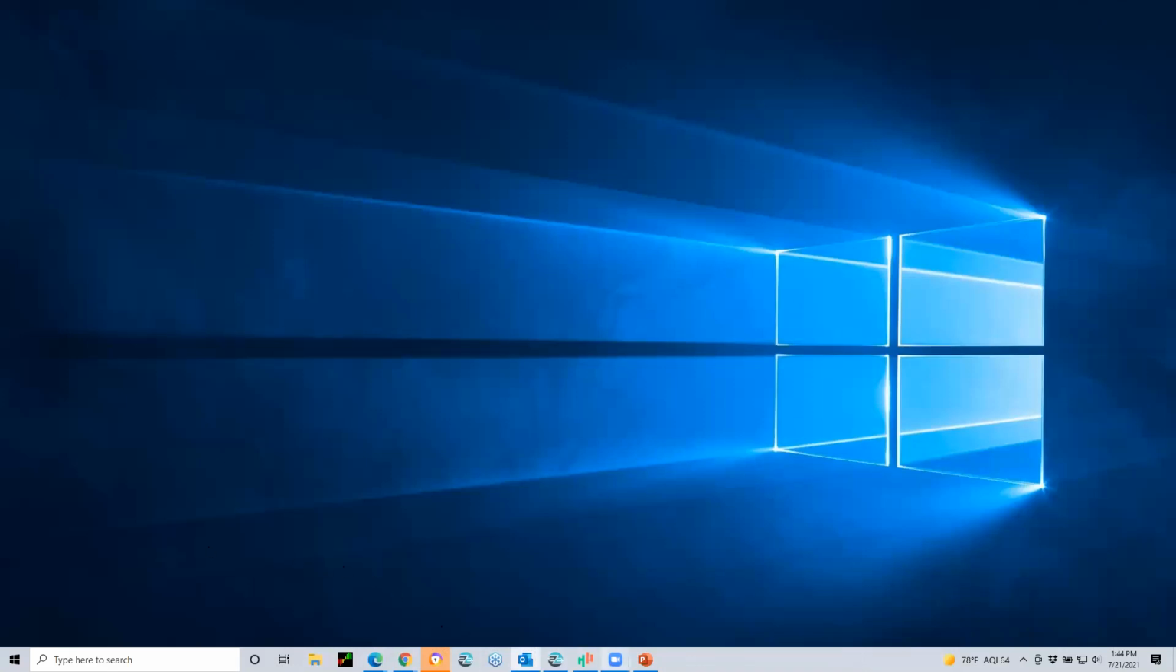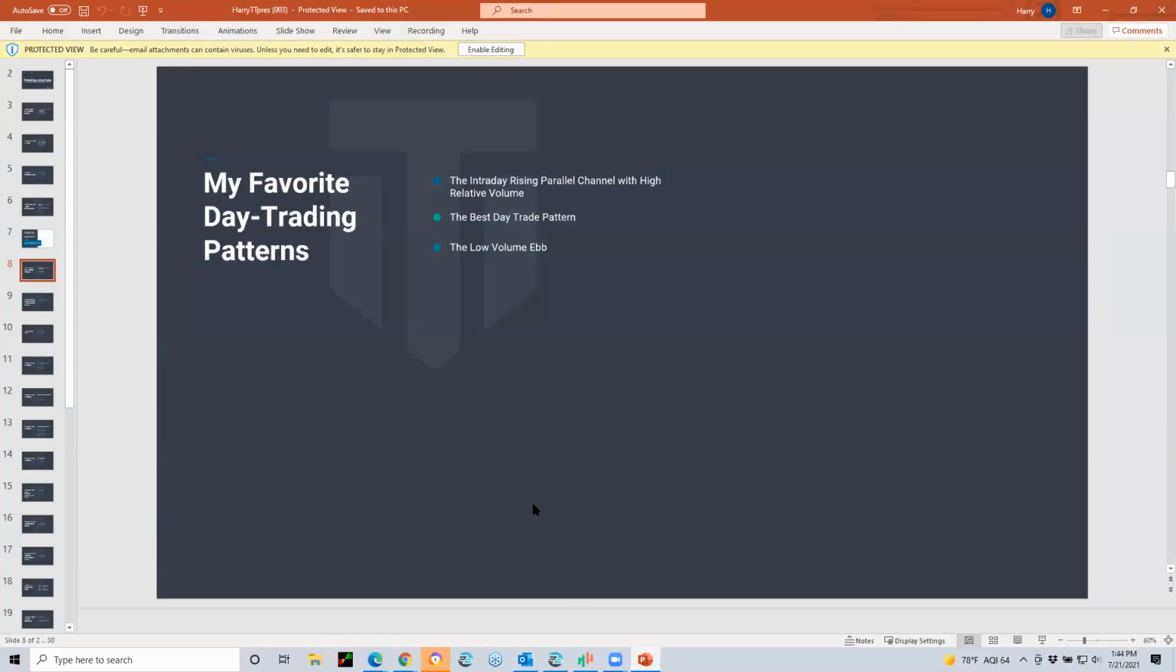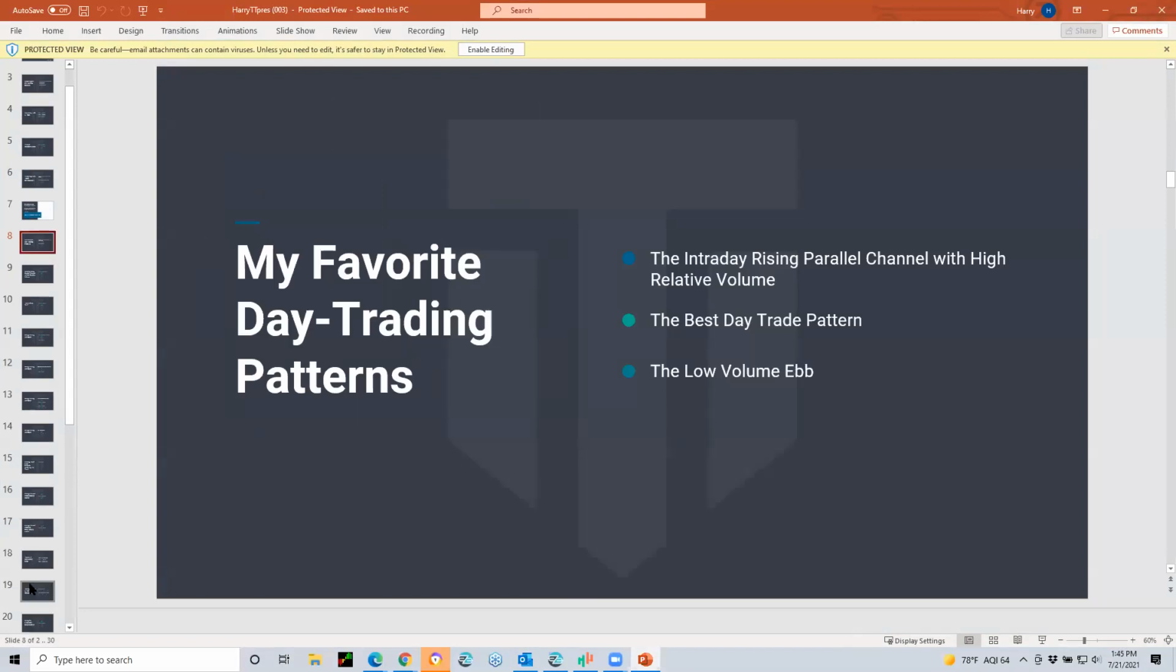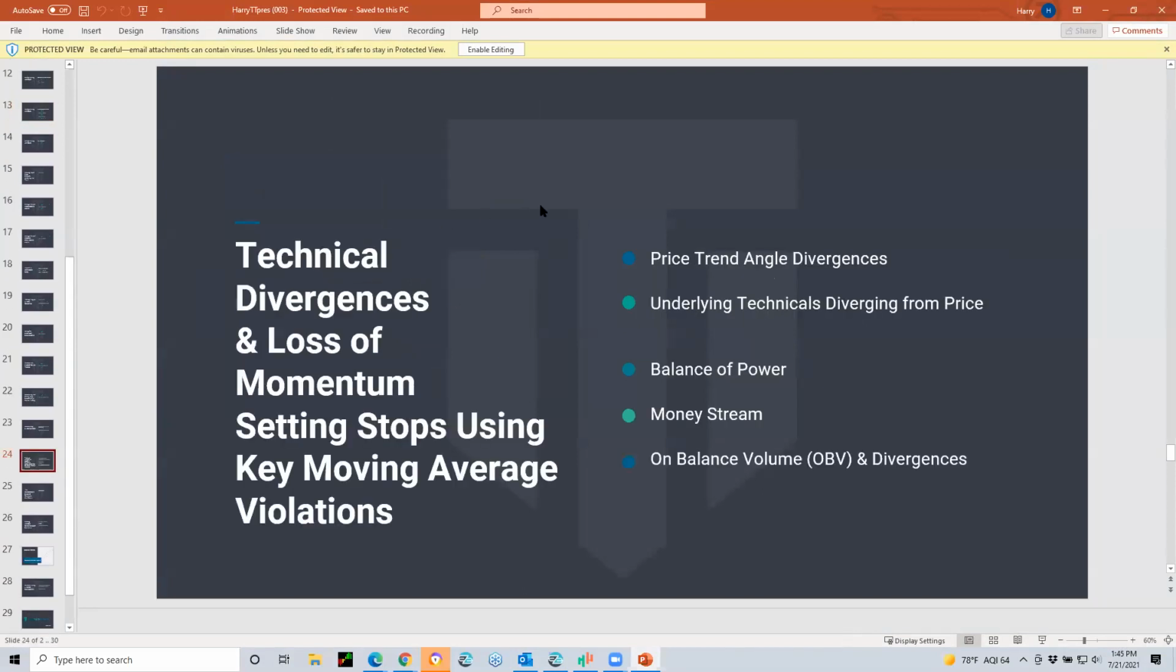The technical divergences that I wanted to show you are the keys to, I think, longer term trends. Intraday technical divergences happen as well, but I'm talking about one of the divergences that very few people really are that aware of. I mean, I know that people follow it, but I follow it religiously.